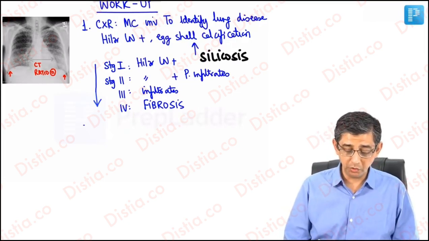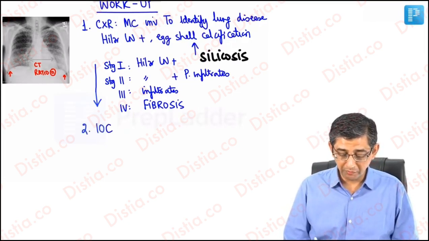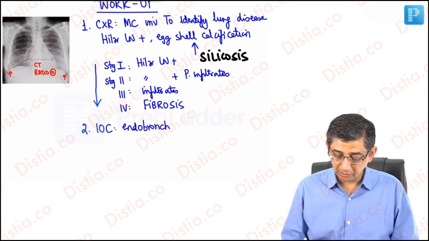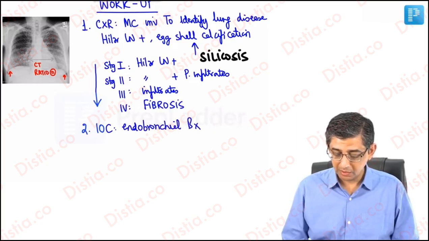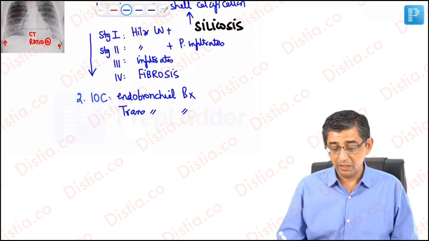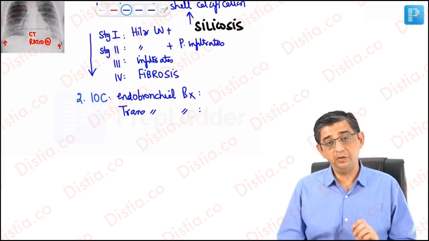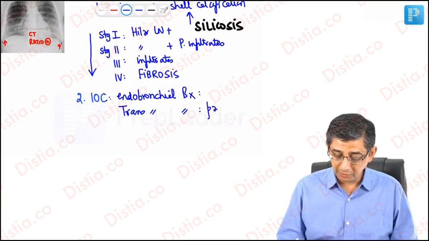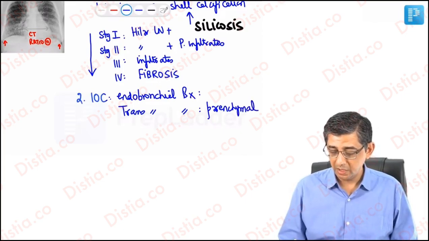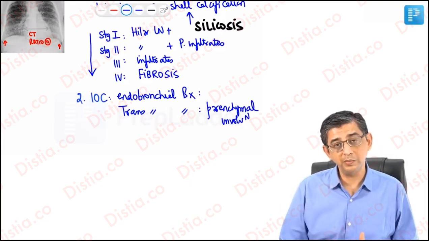Coming to the investigational choice for this condition, I would like to go in for a biopsy. I can either go in for a transbronchial biopsy or an endobronchial biopsy. There are two terms I said: one is endobronchial and the second is transbronchial biopsy. What is the difference between the two? If it is predominantly a parenchymal involvement visualized, let me say on a chest X-ray, then I'll advise to go in for a transbronchial biopsy.